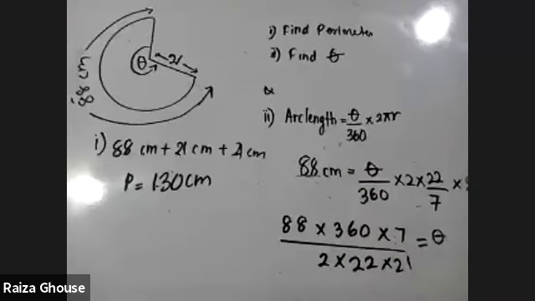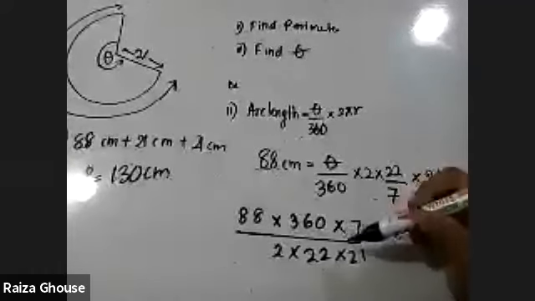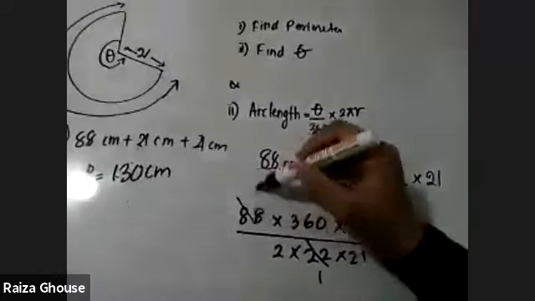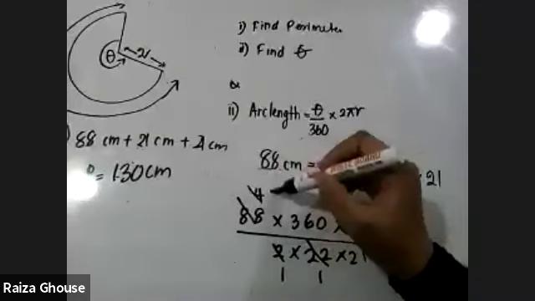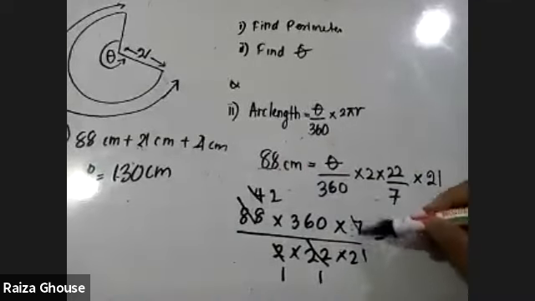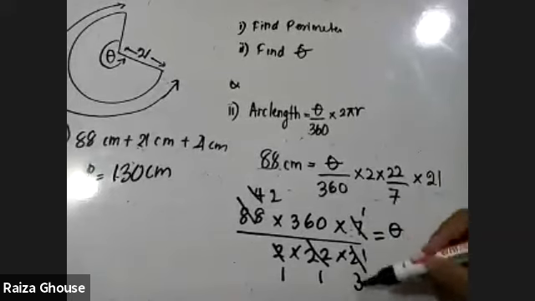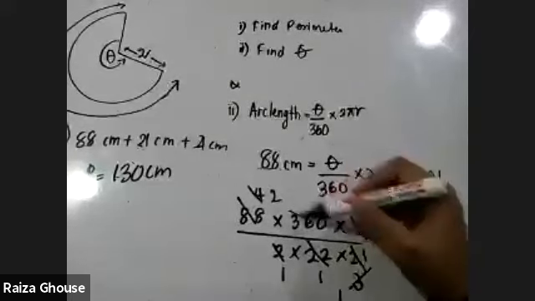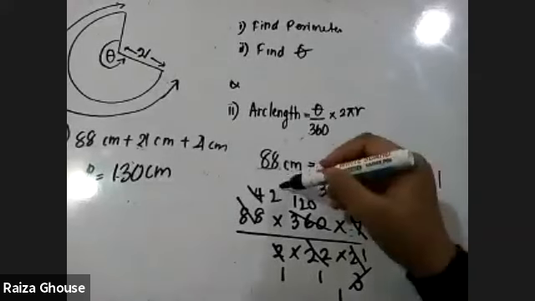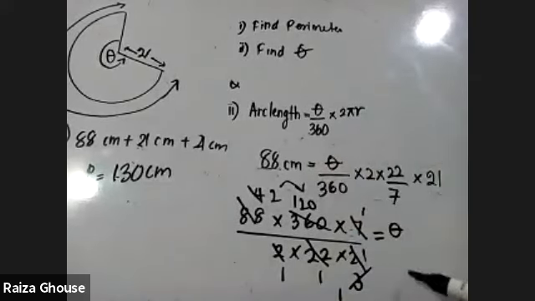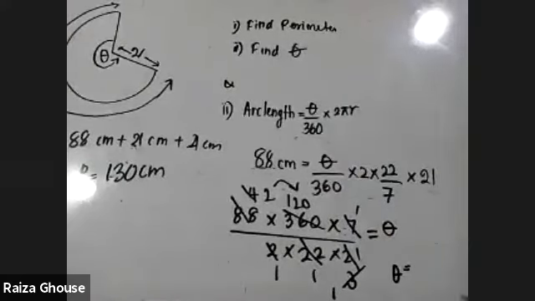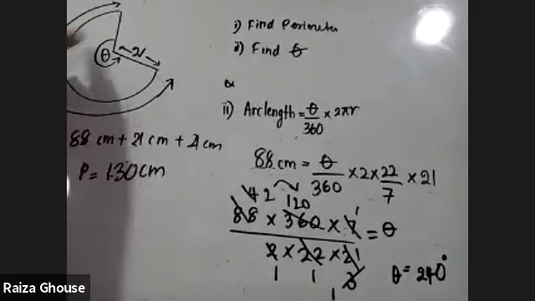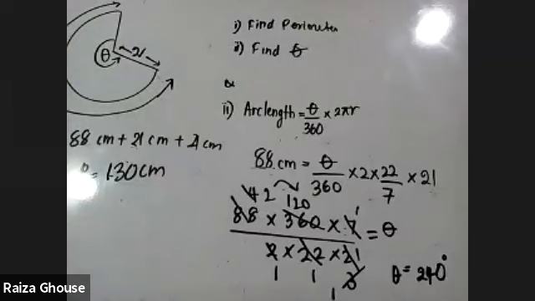Theta. Now we'll cancel. Cancelling is the most important process. 22 times 1, 22 times 4. 2 times 1, 2 times 2. 7 and 21, 7 times 1, 7 times 3. 3 and 36, 3 times 1, 3 times 12. If you multiply 2 times 120, what is the magnitude of theta? 240 degrees. Very good, 240 degrees. It is a reflex angle. Can you understand? Right. So that is the answer for that one.